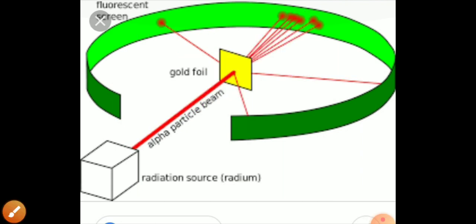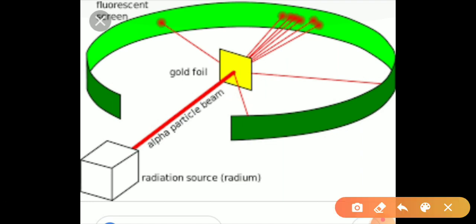And one alpha particle out of 20,000 comes back from its original path. Yes, one alpha particle out of 20,000 bounces back in the direction opposite to the original path. So these were the observations.